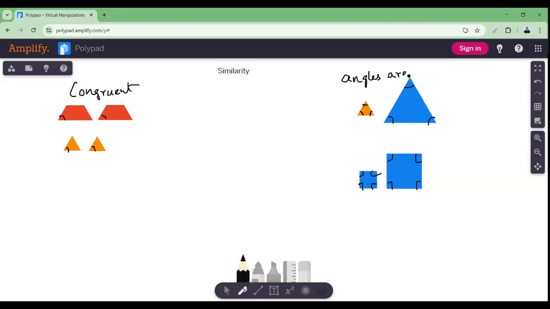That is what makes us think they are the same. They're looking the same, right? Angles are the same. Here also angles are the same. No problem. Here angles are the same.